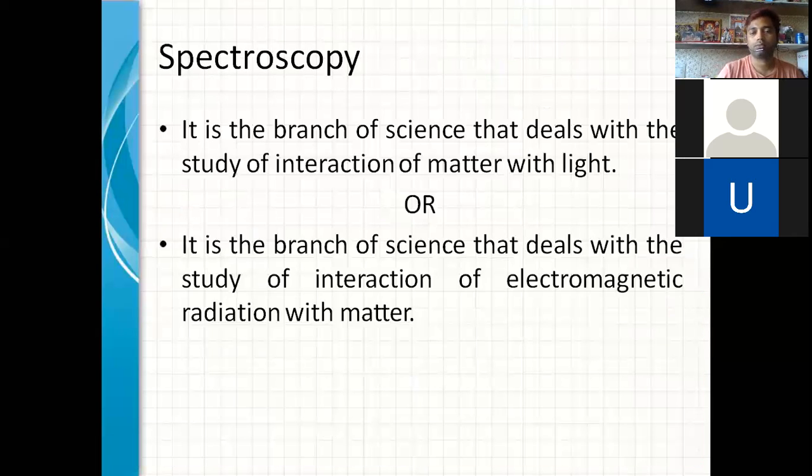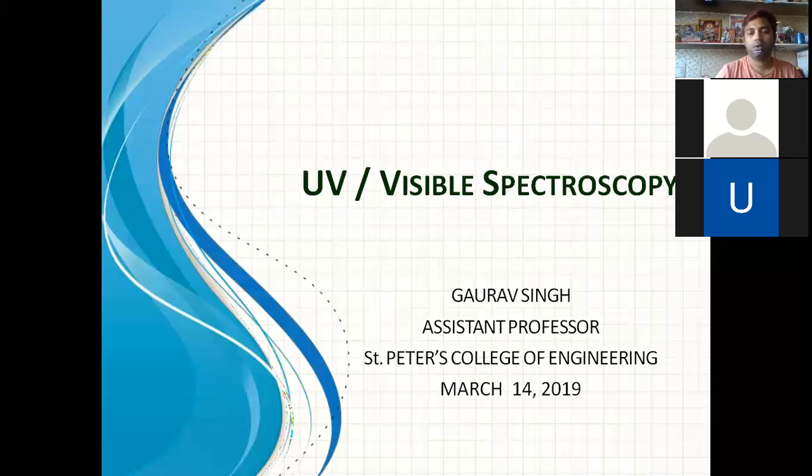Now the questions which may be asked. Explain selection rule in UV visible spectroscopy. Explain principle of UV visible spectroscopy. These are the questions which may be asked. Explain electronic transition in UV visible spectroscopy. This is very important. Selection rule is important.